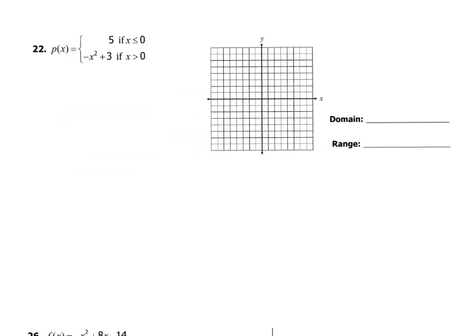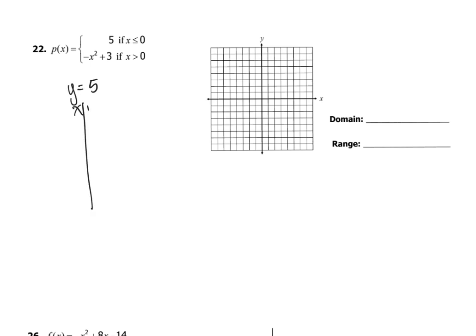Okay, 22, we have p of x is equal to 5 if the x's we're using are less than or equal to 0. We also have p of x is equal to -x squared plus 3 if the x's we're using are greater than 0. So this one might be a little bit quicker for us. We're using basically y equals 5.